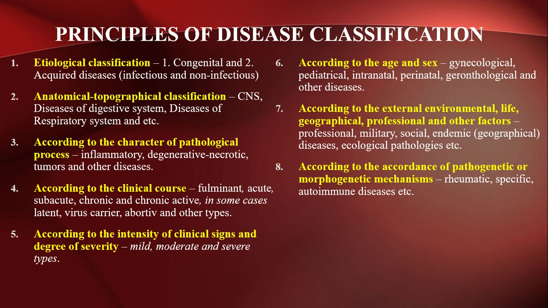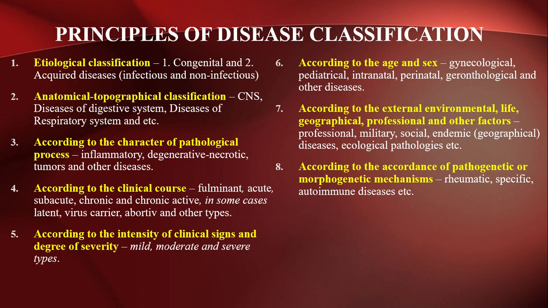There are several principles of classification of diseases. First, etiological classification. Diseases are classified into congenital and acquired diseases, and acquired diseases are also divided into infectious or communicable and non-infectious or non-communicable. Second, anatomical topographical classification. For example, diseases of the central nervous system, diseases of the digestive system, diseases of the respiratory system, and so on.